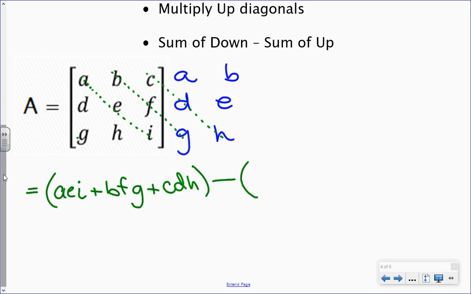So we started at the top left. Now we're going to start at the bottom left, and we're going to go up with our diagonal. So G times E times C. We're going to add that to H times F times A. And we're going to add that to I times D times B.